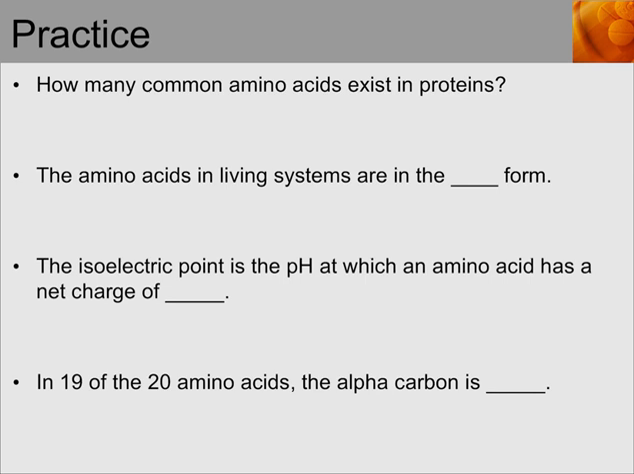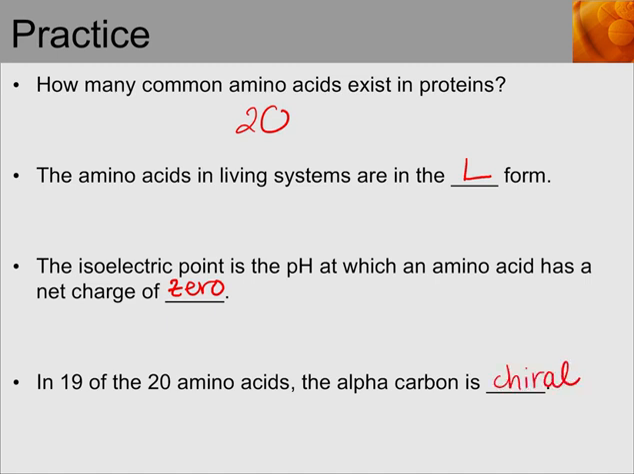All right, let's start with the first question. How many common amino acids exist in proteins? 20. That's kind of an easy number to remember. Next, the amino acids in living systems are in the blank form. That should be L. The isoelectric point is the pH at which an amino acid has a net charge of 0. And in 19 of the 20 amino acids, the alpha carbon is chiral.